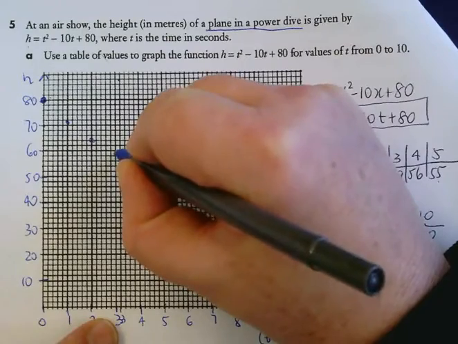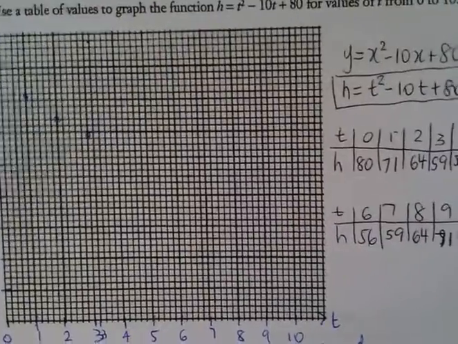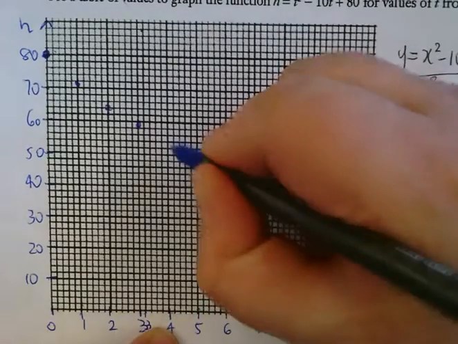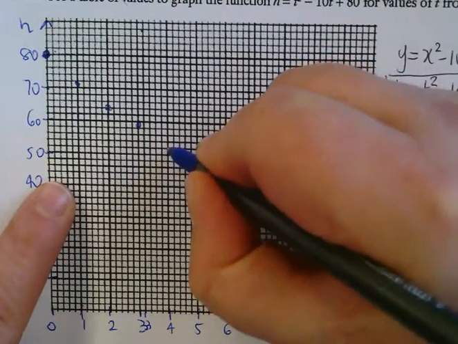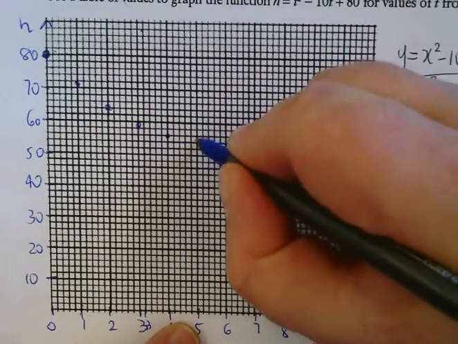So it would be halfway between 58 and 60. It's going to zoom in now. Then we've got 56 and 55. So when t is 4, we've got 56. Now that's 50, 52, 54, 56. T is 5, we've got 55.